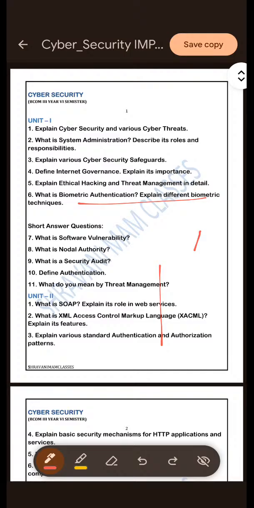And there are some short questions also, just go through them. What is a software vulnerability? It is a problem or a weakness in a program that attackers can attack, and how they can exploit it.